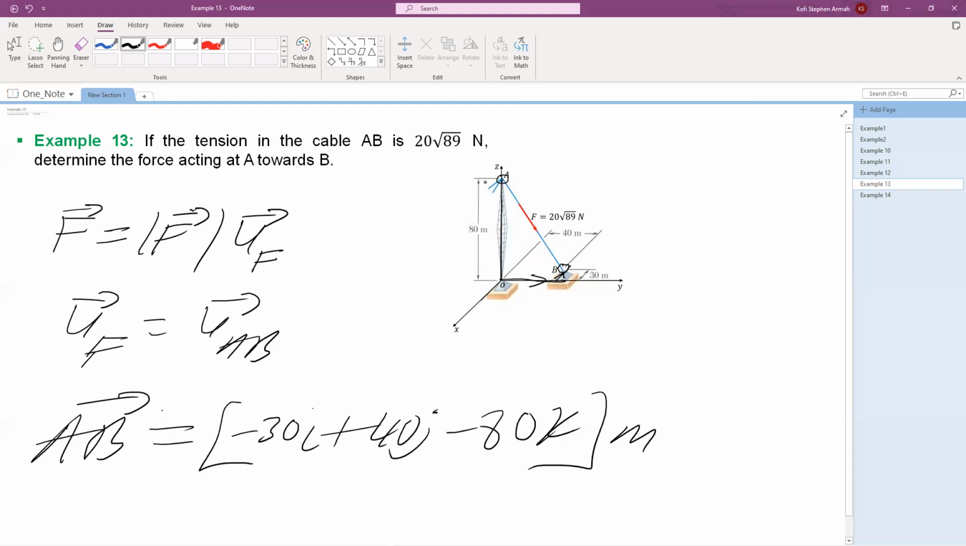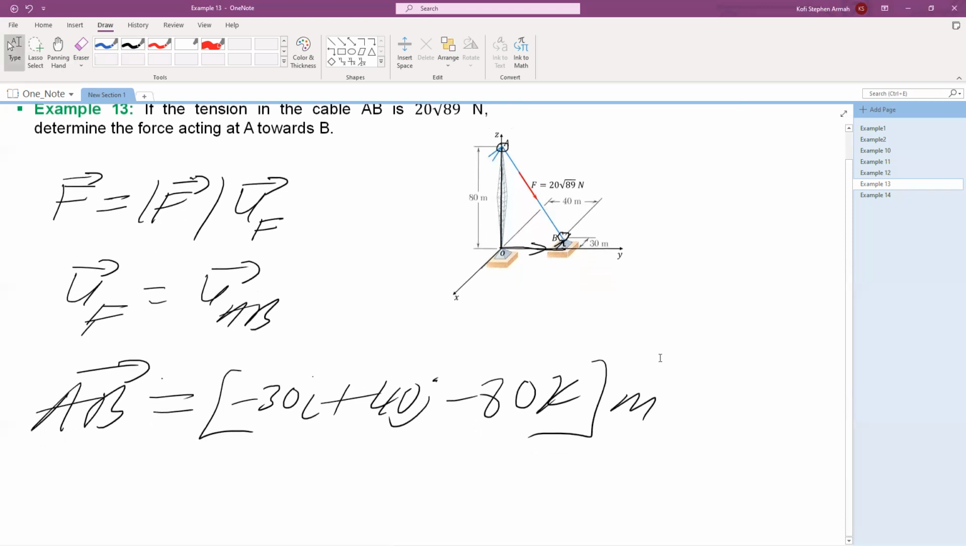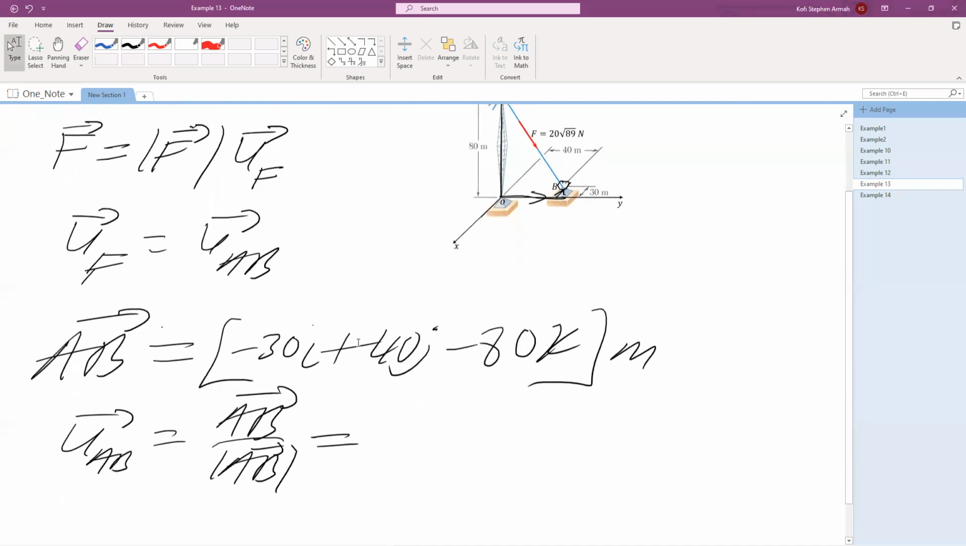I'm going to do the same thing in example 14. So you come down like this, come this way, and make sure you write them in order: X followed by Y followed by Z. So what is the unit vector? The unit vector in the direction of AB is equal to the vector AB over its magnitude. Take note, over its magnitude.